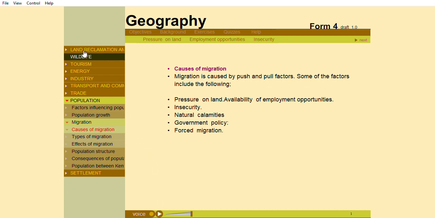Causes of migration. Migration is caused by push and pull factors. Some of the factors include the following: pressure on land, availability of employment opportunities, wars, religious and political conflicts, natural calamities, government policy, forced migration.